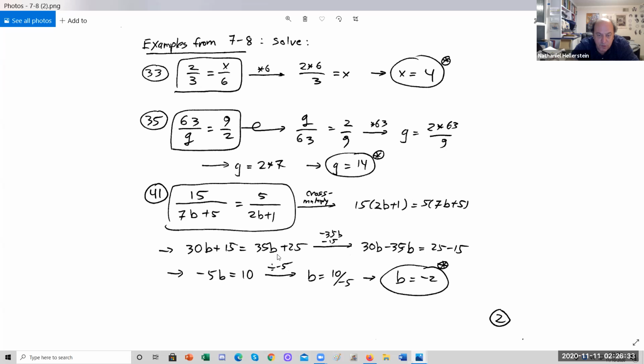So we subtract 35b and move that term to the left. Subtract 15 and move that term to the right. You get 30b minus 35b equals 25 minus 15. This simplifies to negative 5b equals 10. Divide both sides by negative 5, so b equals 10 over negative 5, or b equals negative 2.